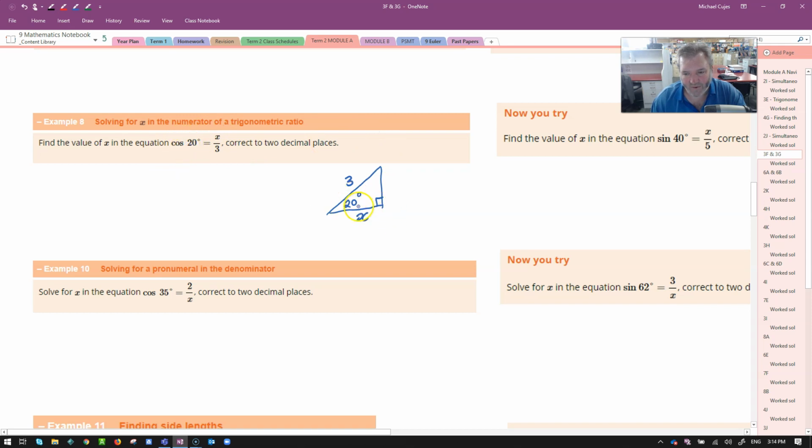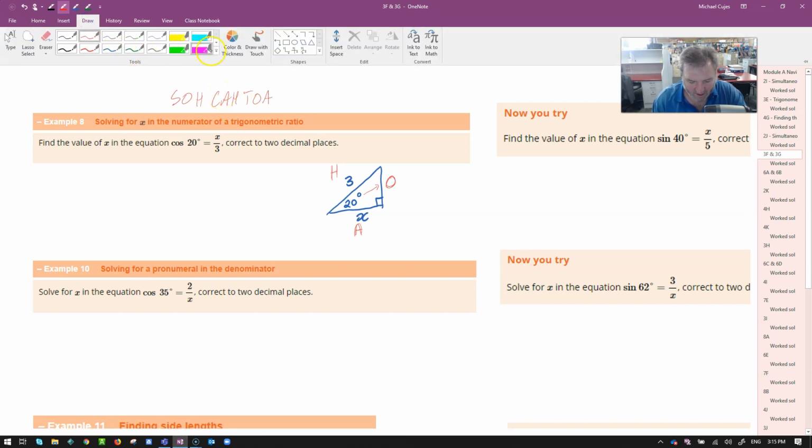So I find my 20 degrees. If I label my sides, always label the hypotenuse first. That side is opposite the angle that I know. This side must be the adjacent. You can see that adjacent is the one I'm looking for. Hypotenuse is the one I know. So when I look at the word SOHCAHTOA, it's definitely cosine, the rule that I need to use for that one. Let's go ahead and solve it.